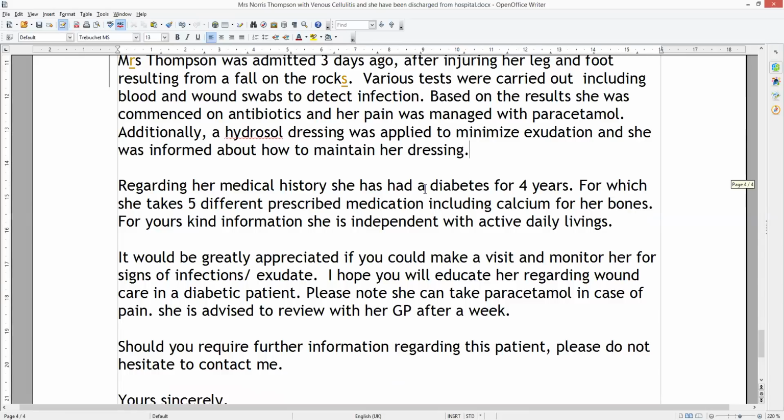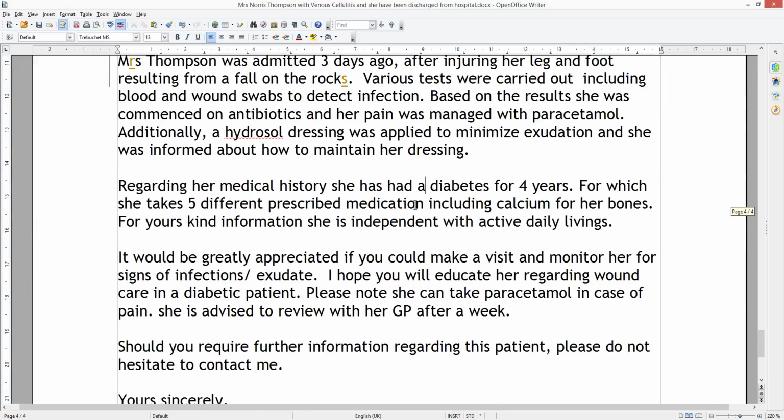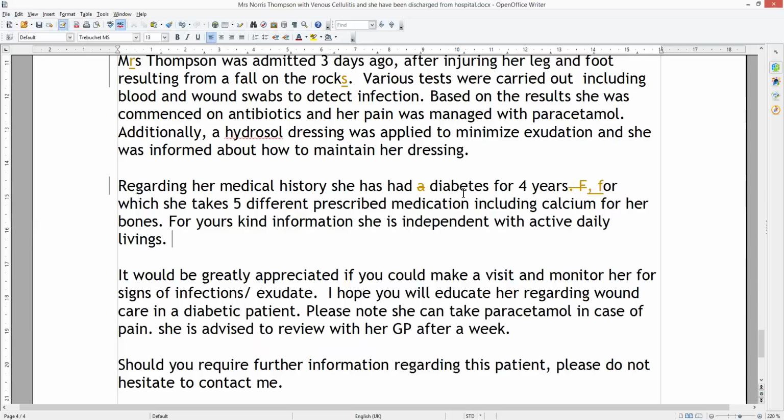Regarding her medical history, she has had, no need for article, diabetes. Let me put the changes back on. She has had diabetes for 4 years, for which, why is that a separate paragraph? You know, for years, for which she takes 5 different prescribed medications, including calcium for the bones. For your kind information, why is it kind? Why is this information kind? I have no idea. So we don't need that. For your information, she is independent with activities of daily living.